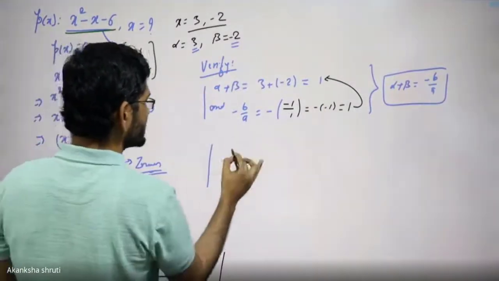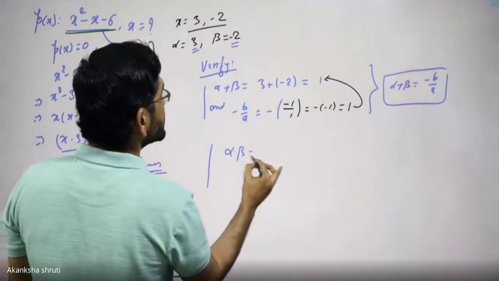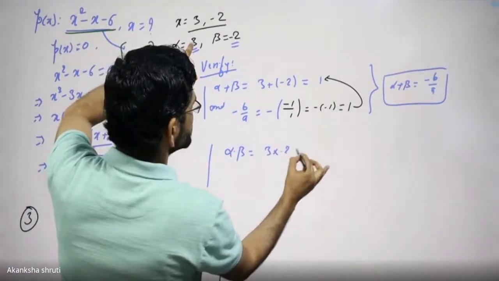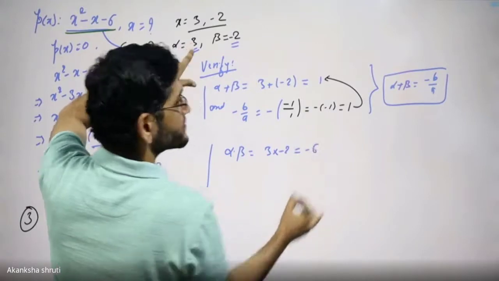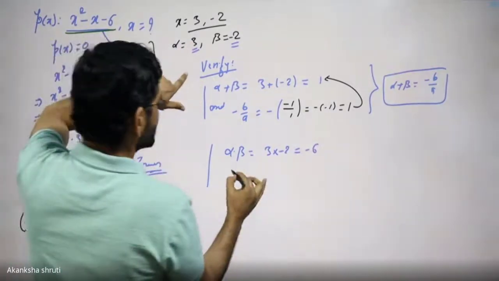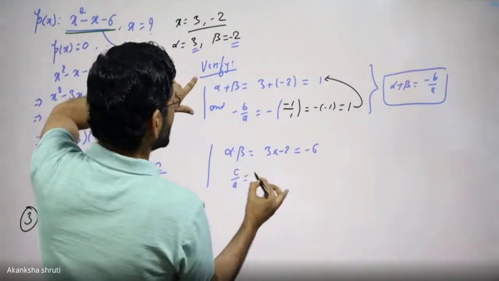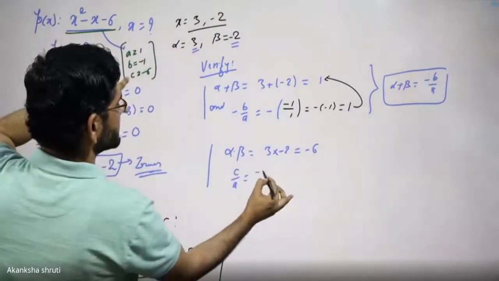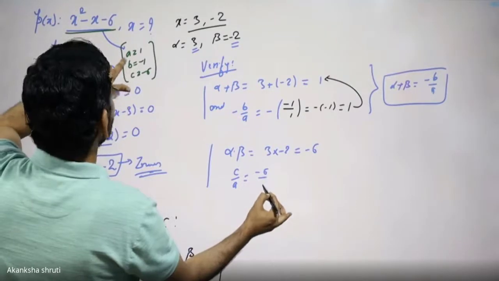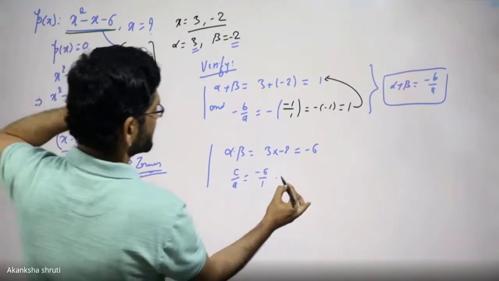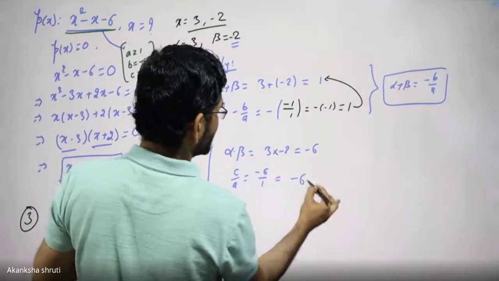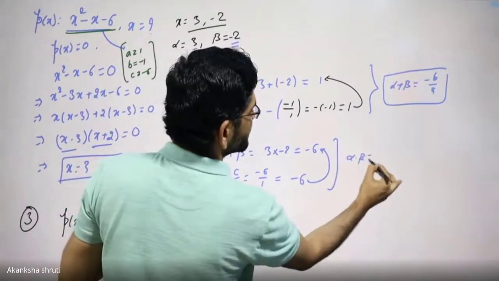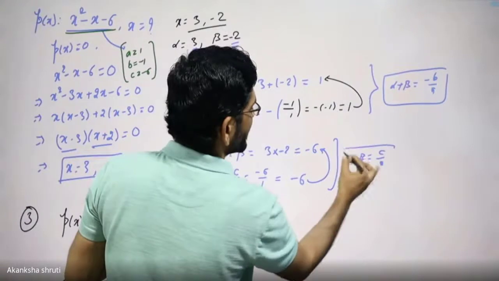The other part is alpha into beta. Go for their product. It is 3 into minus 2, which is minus 6. And what is c by a? Student, c is minus 6, by a, which is 1, it is minus 6. It is matching with this. So alpha into beta is c by a.